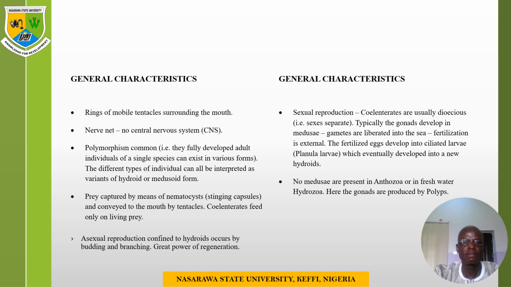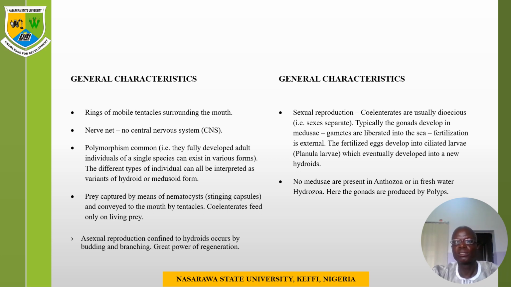Prey are captured by means of nematocysts, that is the stinging capsules, and conveyed to the mouth by tentacles. Coelenterates feed only on living prey. Asexual reproduction occurs and is confined to the hydroids, and it occurs by budding and branching. They also have great power of regeneration.